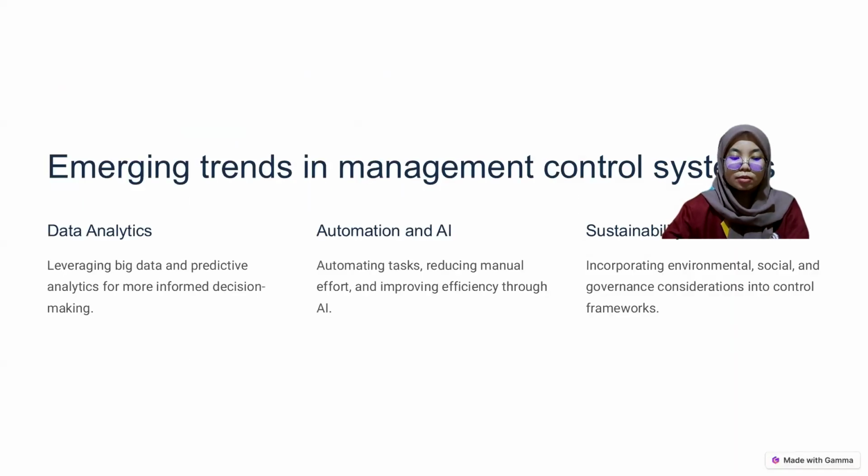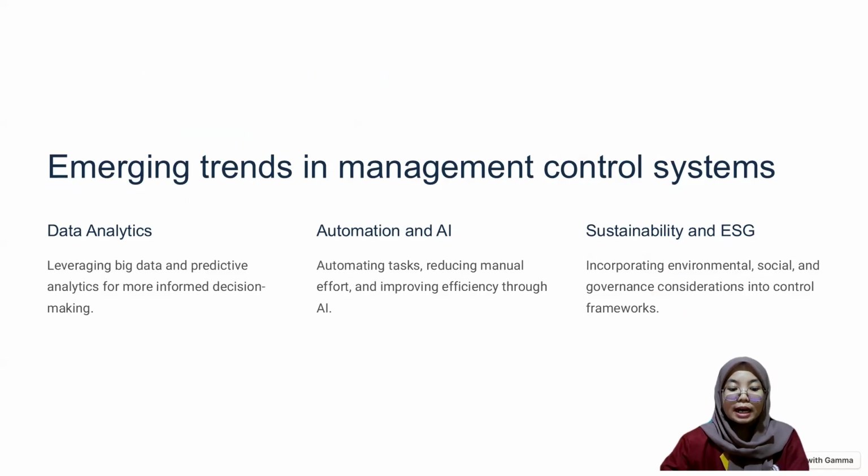And next are the emerging trends in management control system. One is data analytics. Leveraging big data and predictive analytics for more informed decision making. And the next is automation and AI. Automating tasks, reducing manual effort, and improving accessibility through AI. And the next is sustainability and ESG. Incorporating environmental, social, and governance considerations into control frameworks.